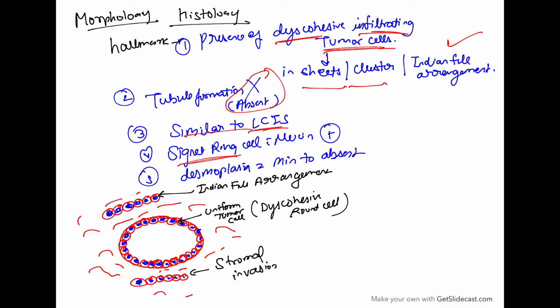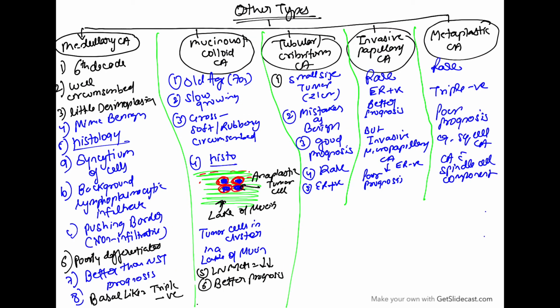Signet ring cells with mucin are present, and desmoplasia is minimum to absent. Here we can see the uniform tumor cells, discohesive cells with stromal invasion, and also the Indian file arrangement pattern. Okay, we have to remember this also: the signet ring cell with mucin, and there is little or absent desmoplasia. Now there are other subtypes of invasive breast carcinoma.